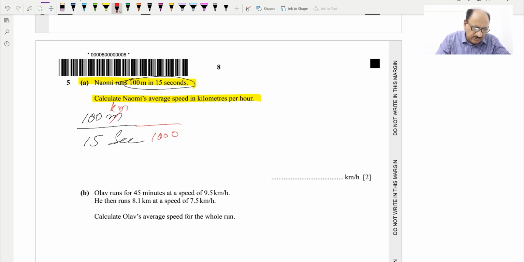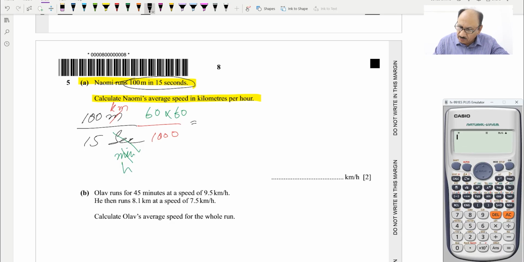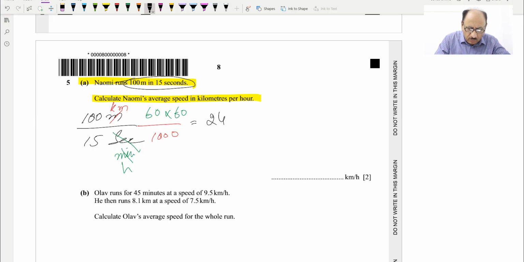Now we have to change the seconds also into hours. So second we will change to minutes by dividing it by 60, and then changing into hours by dividing once more by 60, and this is how our calculation will be resulting. 100 multiplied by 60, again multiplied by 60, and divided by 15 multiplied by 1000, and this will give us 24. And now 24 is kilometer per hour. Our answer will be 24 kilometer per hour for 2 marks.